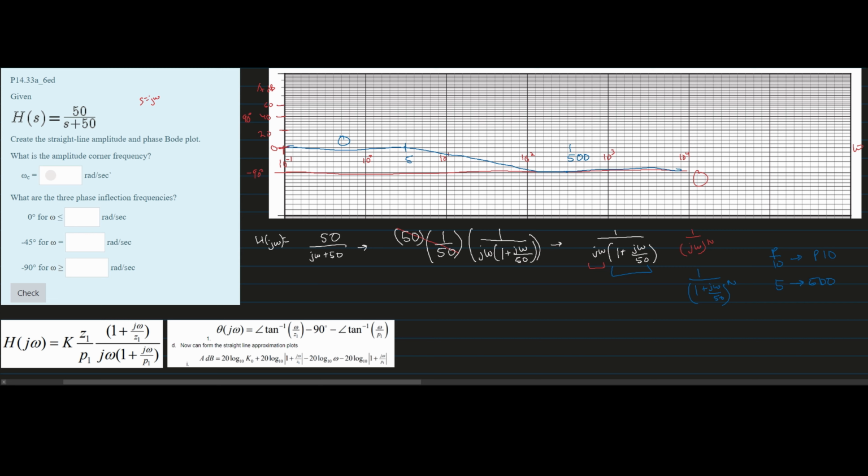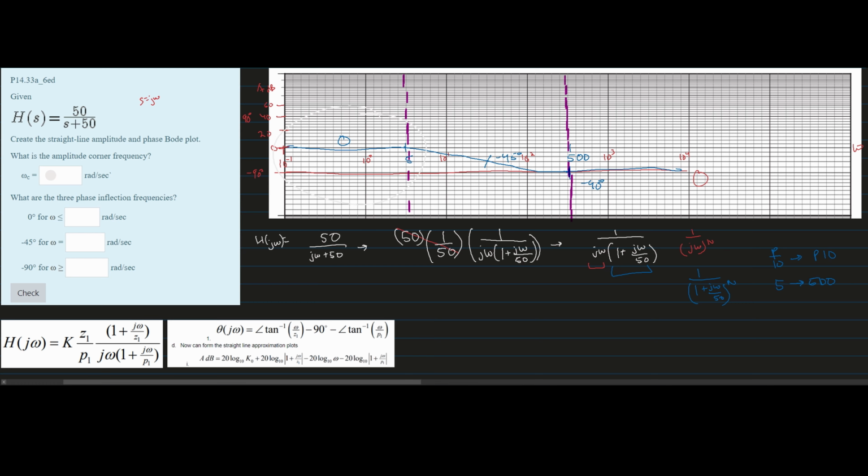And then once it reaches this part, it's going to be a negative 90 degrees, because this is our negative 90 degrees right here. And then this is still negative 45 degrees. And so on our graph, the slope change is important to note, and it happens right here. It also happens right here. And so we can use this in finding our phase inflection frequencies, because we need to write out the Bode diagram.